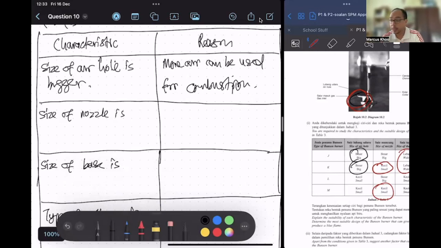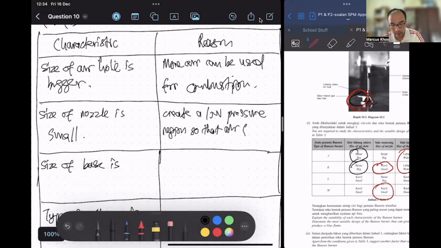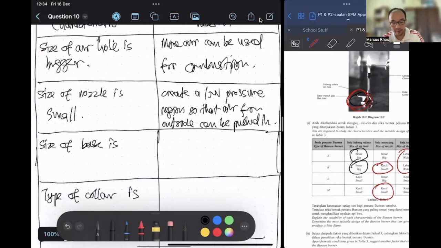Combustion. The size of the nozzle is small. And why? If the size of the nozzle is small, it will create a low pressure region, so that air from the outside can be pushed in. I feel like we've answered this question before, but never mind.